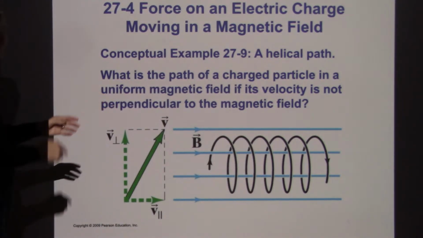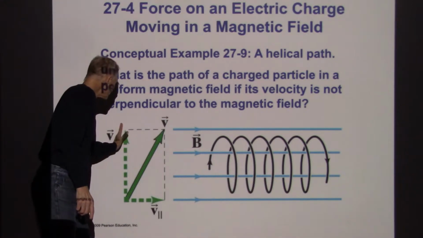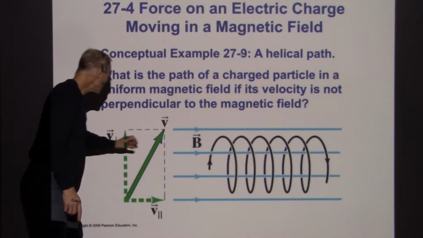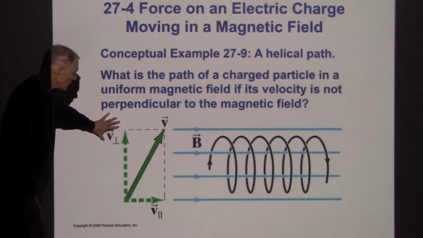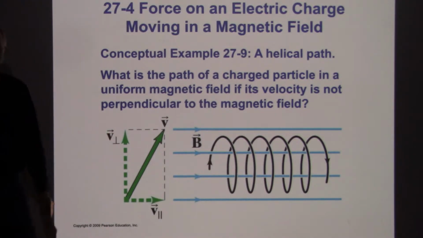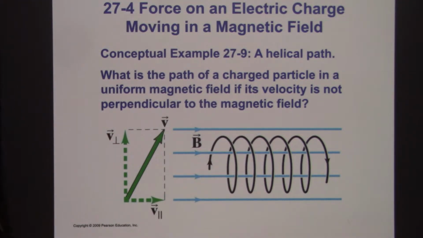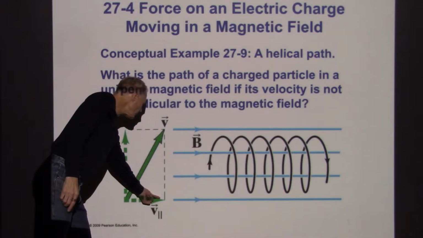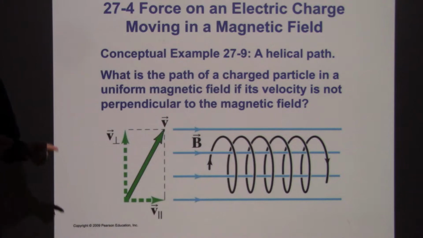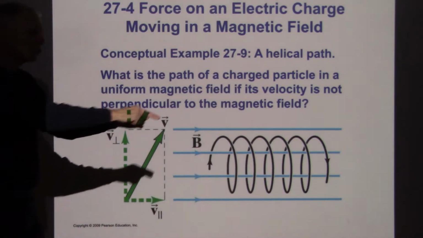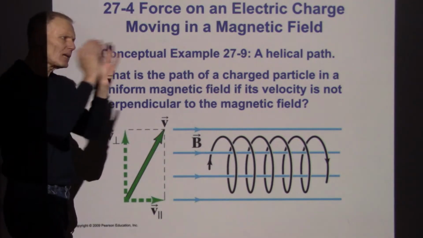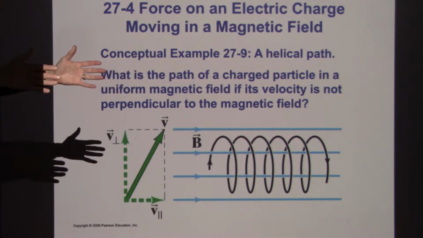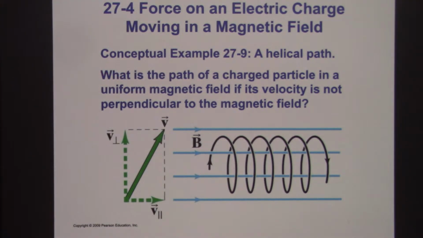What if the charged particle is coming in not perpendicular but tipped a little bit? Well, the perpendicular part of the velocity will give us circular motion. So we're going to go into circles. But the parallel component of the velocity means that as the particle is going through circles, it continues to drift in that direction along the direction of the magnetic field lines.